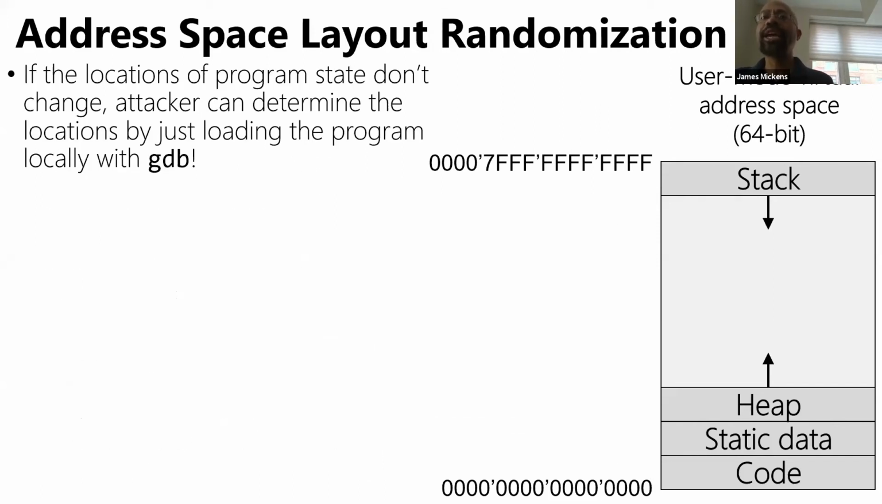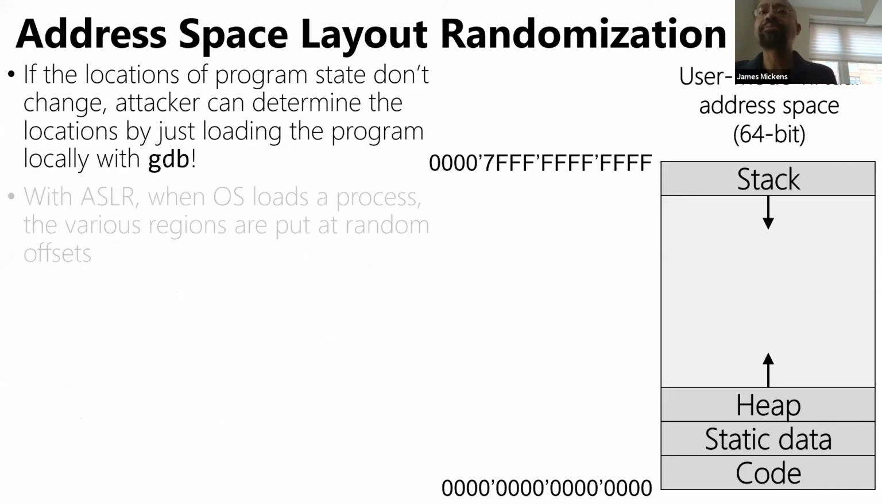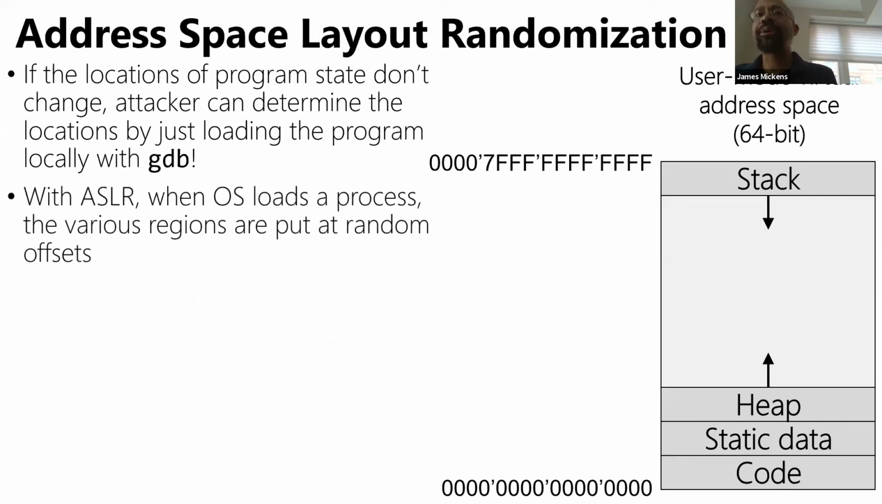So if the locations of program state don't change, the attacker can determine the locations of things like buffers or libc functions. The attacker can figure out where this stuff lives just by loading the program locally and then using something like GDB to figure out where in the virtual address space this program state lives. So address space layout randomization tries to prevent this type of very simple local analysis.